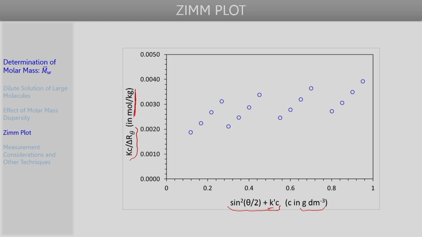So we do not see the data points overlapping or being very close to each other in this plot, because the value of k prime that we have used is good enough to generate a good separation of the data points.